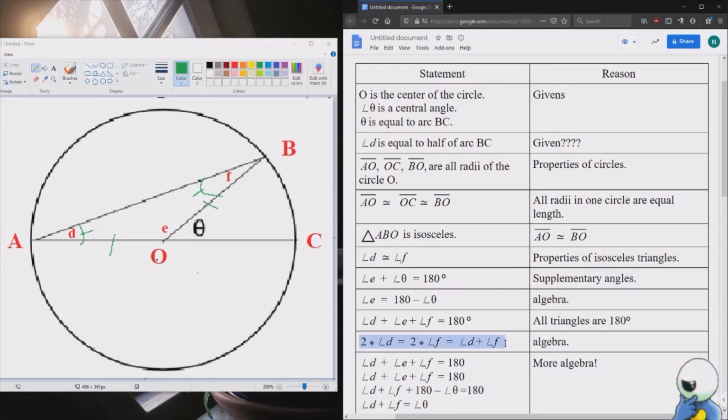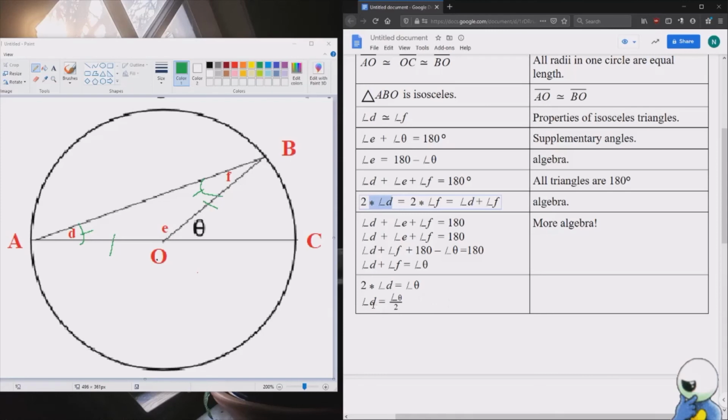Here's where that trick comes in. D plus F is equal to 2 times F, or 2 times D. D is that inscribed angle, right? We double it, and we get an angle equal to theta, our central angle, which was equal to BC. Why don't we divide that by 2? And we'll get just that angle D alone equals theta over 2.